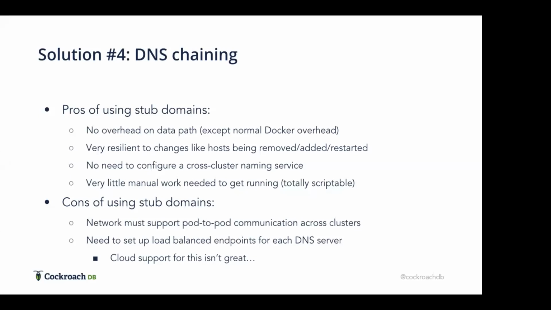We have a script in the CockroachDB GitHub repository. You can just fill in a couple parameters on where your clusters are running and what their kubeconfig names are. And then you can just hit run on the script, and in a couple minutes you'll have a running multi-region Cockroach cluster. However, you need to have pod-to-pod communication across clusters for this to work.